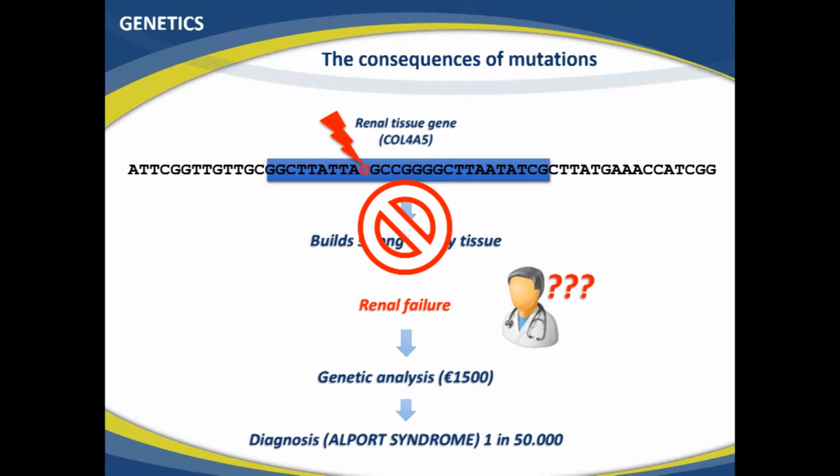And this disease, just for an example, is very rare. So only one in 50,000 people has it. So does it really make sense to test this gene in every person? Unlikely, because you're going to have one positive result in 50,000 or 49,999 negative results.